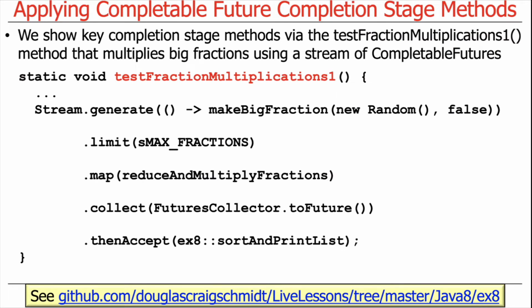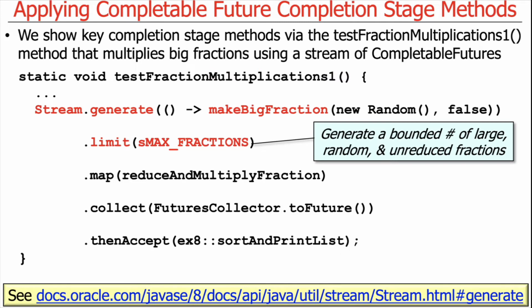This particular example comes from my EX8 folder, which is part of my GitHub repository as always. This particular test is called testFractionMultiplications1, which might imply, as is the case, that there's a testFractionMultiplications2 test as well, but we won't have a chance to talk about that right now. What this test does is it uses a Java sequential stream generate factory method. This will generate an infinitely large stream. And we're going to call a lambda expression that will invoke the makeBigFraction factory method. We'll talk about that in a second.